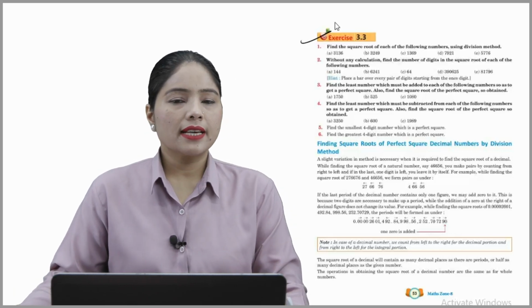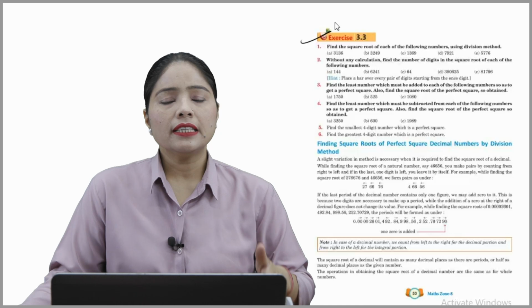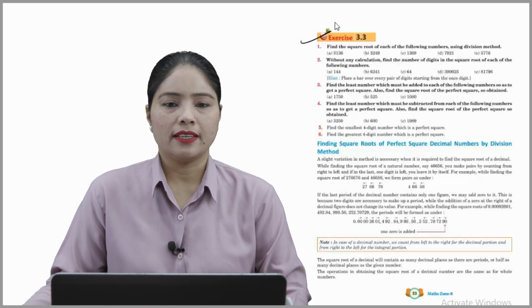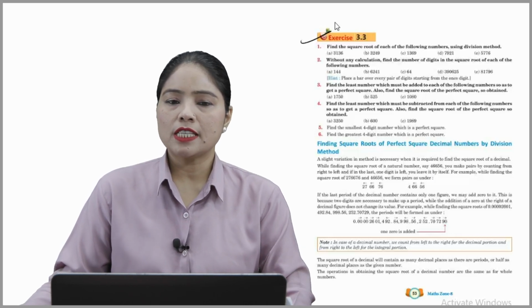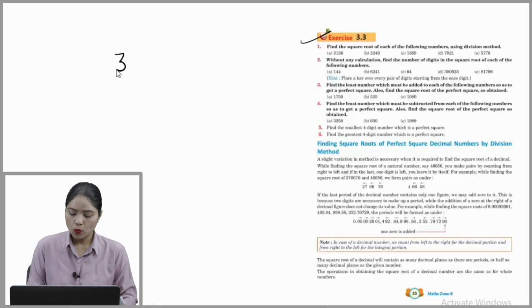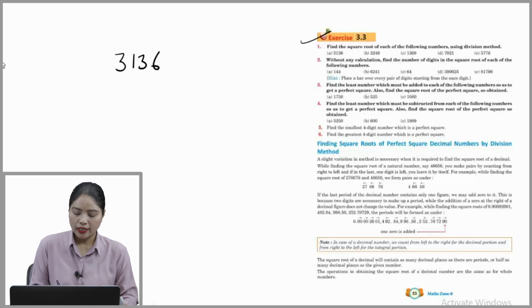Now exercise 3.3. Find the square root of each of the following numbers using division method. So here is the first number, 3136. So let's find out. We are doing part A.